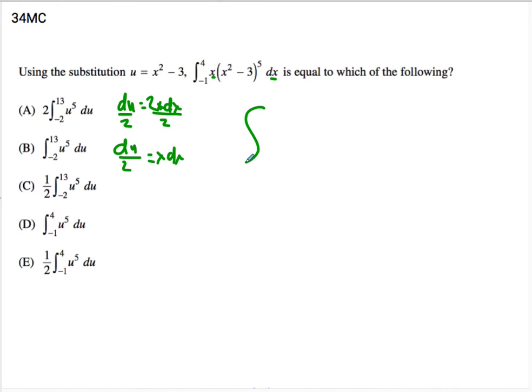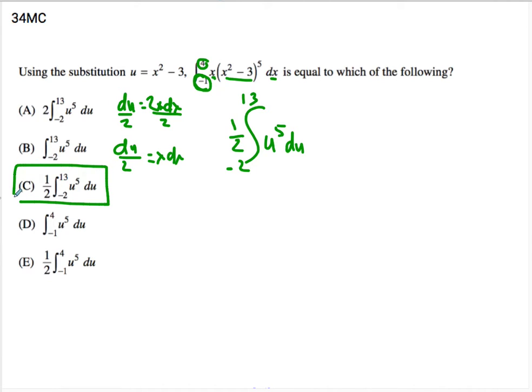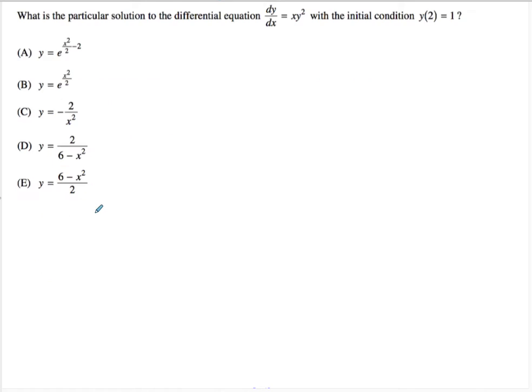Here we got u to the 5th. x dx is 1/2 du. And then this -1, we throw it into our substitution. -1 squared minus 3 is -2. And this 4 squared minus 3 is 13. And that so nicely matches up with C. Right, don't forget to change your units, or change your limits.